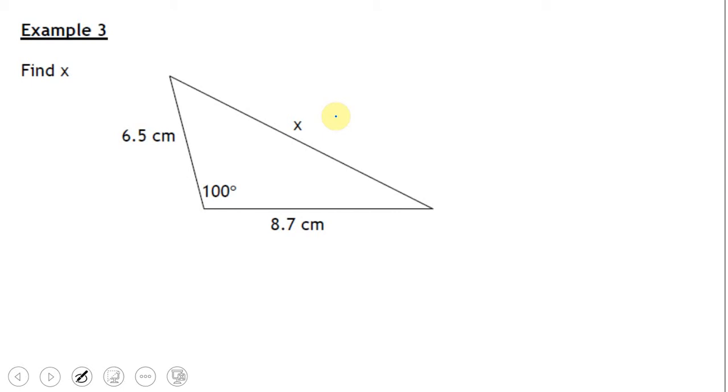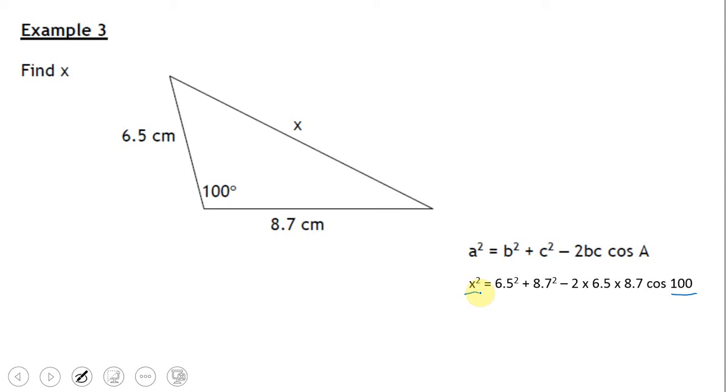On this example, we only need to find x. Now, if you've got the case where you've got three sides, including the one you want to know, and one angle, the best rule to use is the cosine rule. So we want to use a squared equals b squared plus c squared minus 2bc cos A. Now basically, the capital A has to be the angle that's given. So the 100 degrees is the given angle, and therefore the x must be the little a.